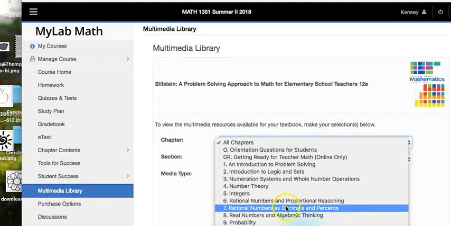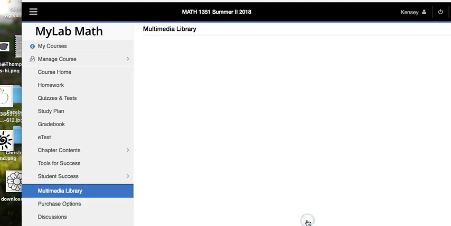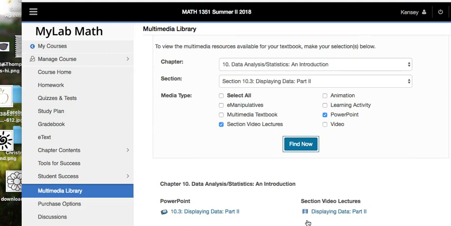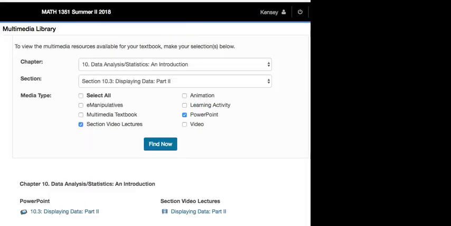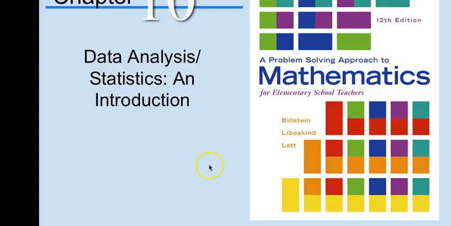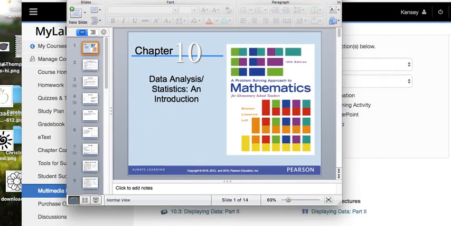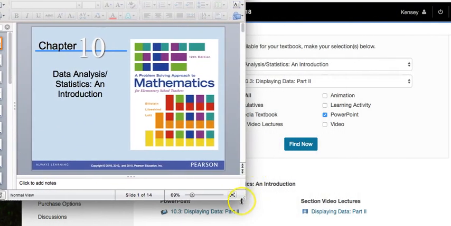You'll go to Chapter 10, Section 10.3, and you can look at the video lecture and the PowerPoint. Click Find Now, and it's going to pull up the video lecture and the PowerPoint. And so what I'll do now with you is go through the PowerPoint, and then you can watch the video lecture on your own, and then you should be ready to complete the homework in MyMathLab. Let me get this where we can see it pretty well.